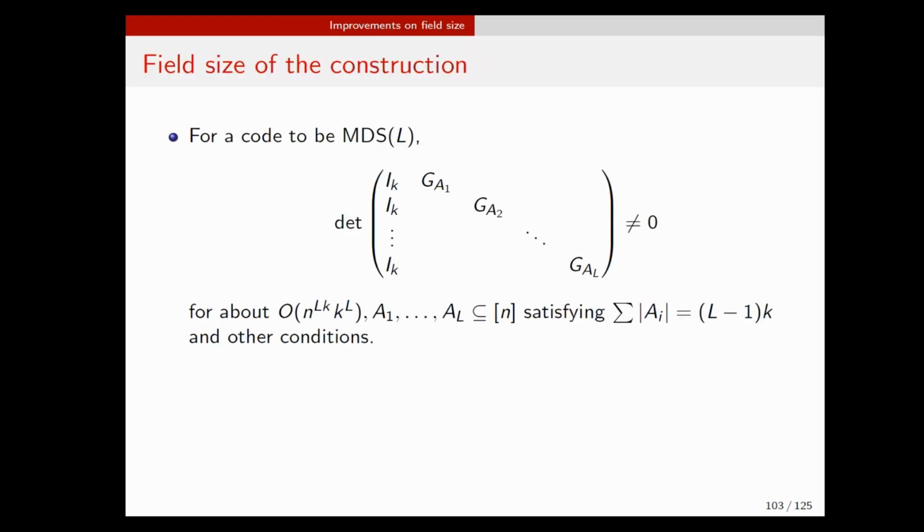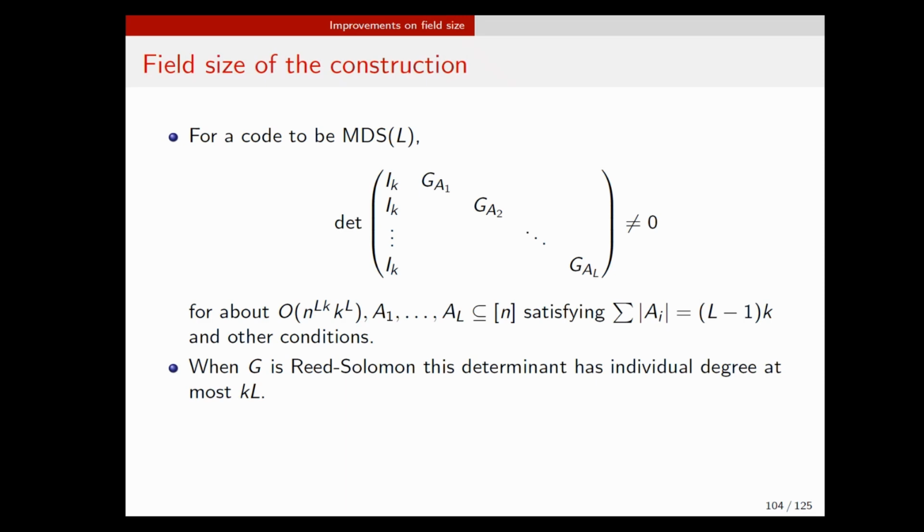So for a code to be MDS-L, we want this determinant to be non-zero. And there is some size requirement here so that this is non-zero. We have to look at a large number of A1 through AL, so a large number of such determinants have to not vanish. In particular, it's about n to the L over k determinants which have to not vanish. Another issue is that what we showed is if you plug in G to be a Reed-Solomon code, then this determinant generally doesn't vanish. That means if I put in symbols, then I get a non-zero polynomial there. And this non-zero polynomial will be of degree kL in the individual terms.